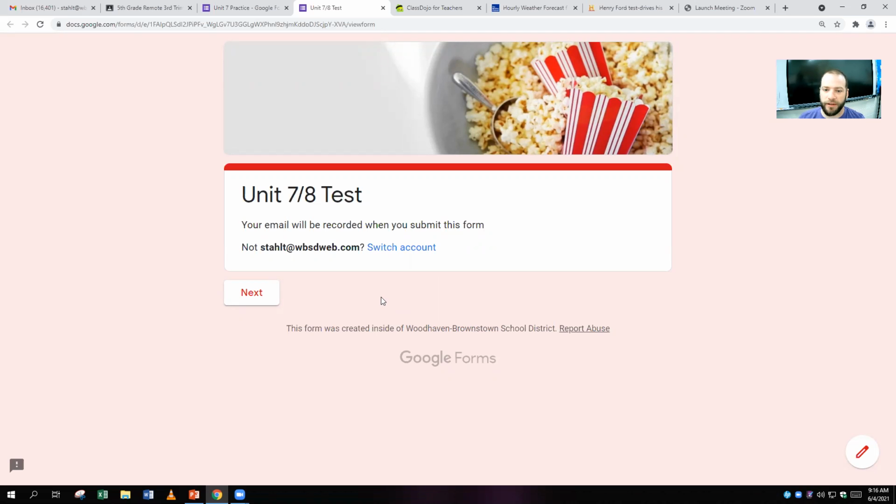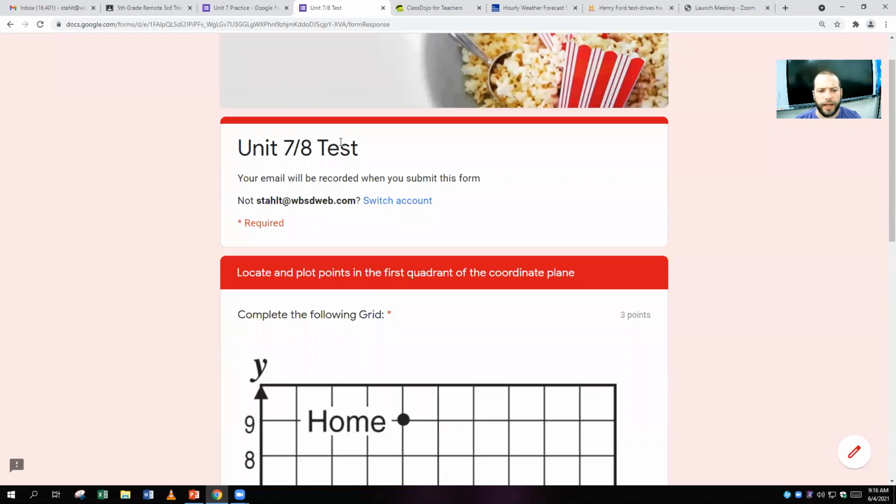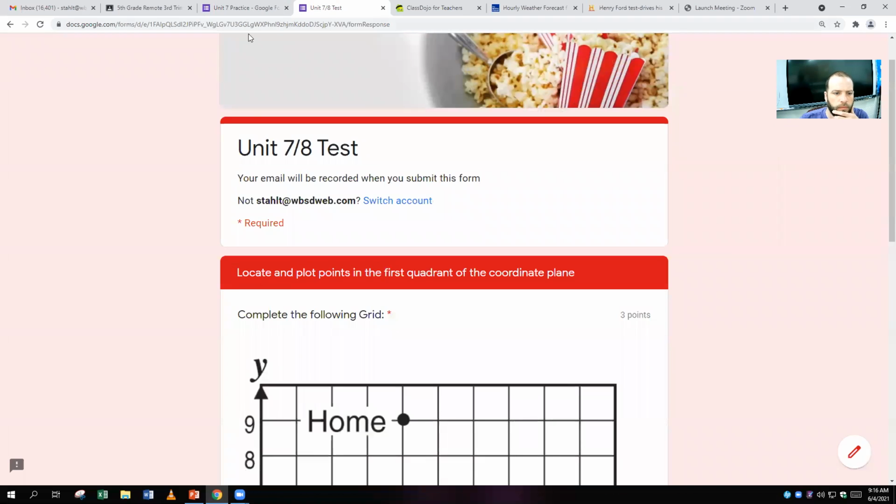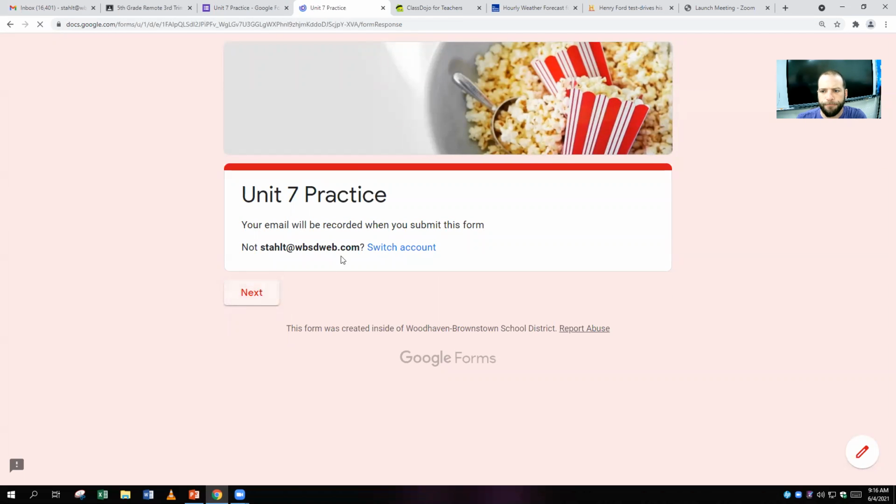We're on unit 7 and 8. Actually, we're not. That's a lie. We're just doing unit 7. I got to change this. I will change it right now. Perfect. Okay, here we go.